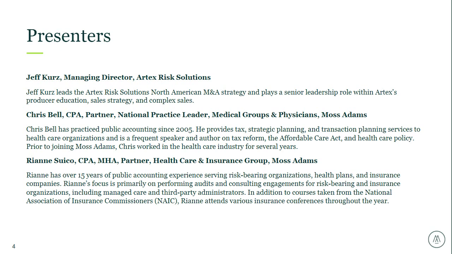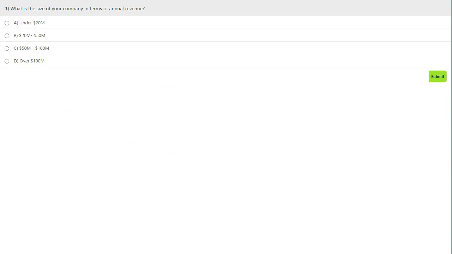And to kick us off, let's start with our first polling question. Amy, I'll pass it on to you. All right, thank you. So our first polling question is, what is the size of your company in terms of annual revenue? A, under 20 million, B, 20 to 50 million, C, 50 to 100 million, or D, over 100 million? We'll give you a few moments to respond to the question. To participate, please click the button next to the answer you choose and hit submit.